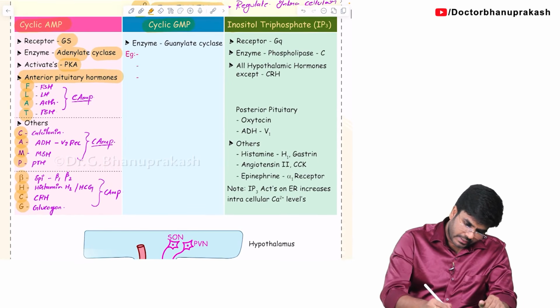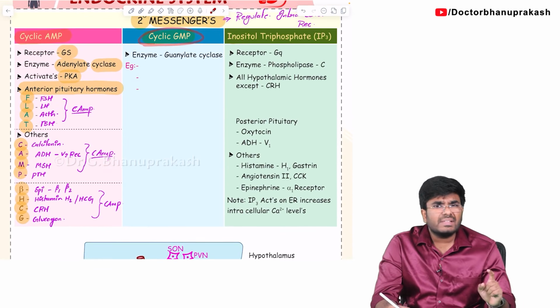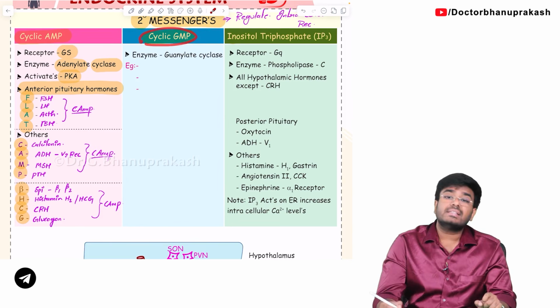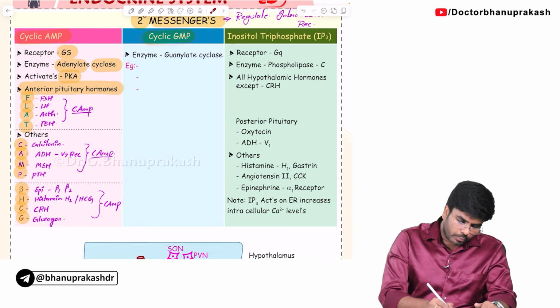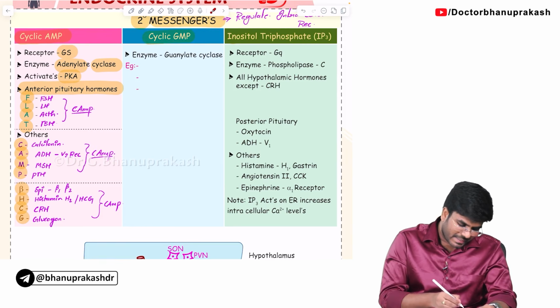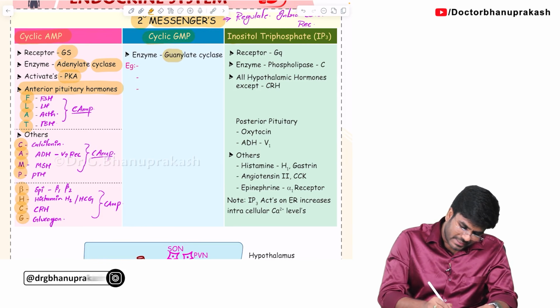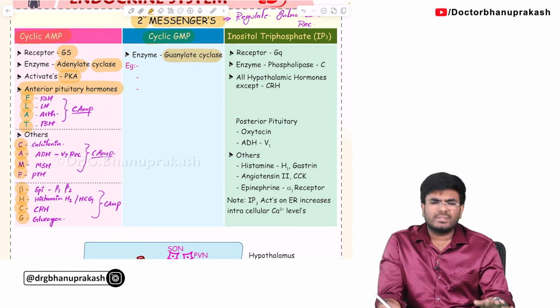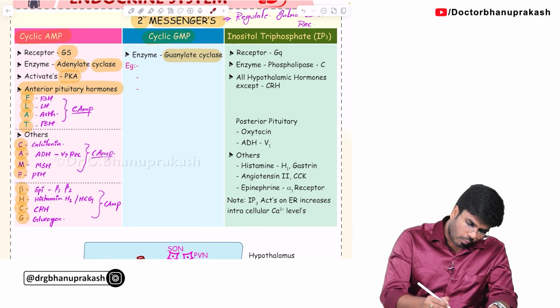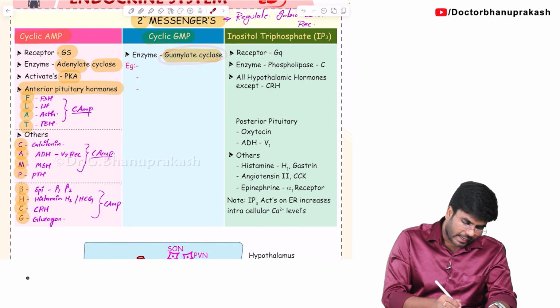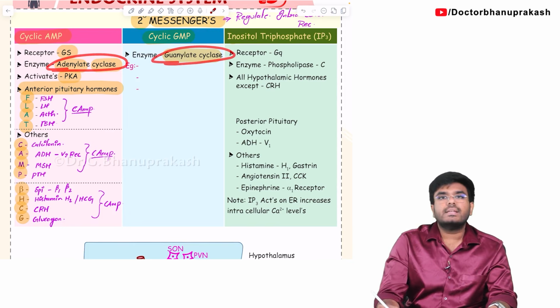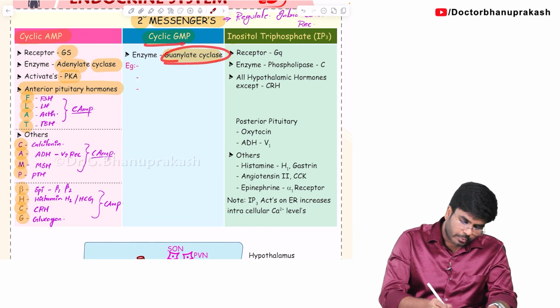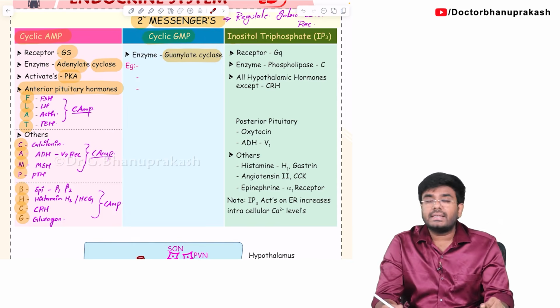Next, let's look at the second type of secondary messenger, the cyclic GMP. In order to produce the cyclic GMP, what is the enzyme required, guys? The enzyme required is called guanylate cyclase. I am not talking about the receptor because it is not that important. Here it is adenylate cyclase, here it is guanylate cyclase. This guanylate cyclase is going to produce a secondary messenger called cyclic GMP.